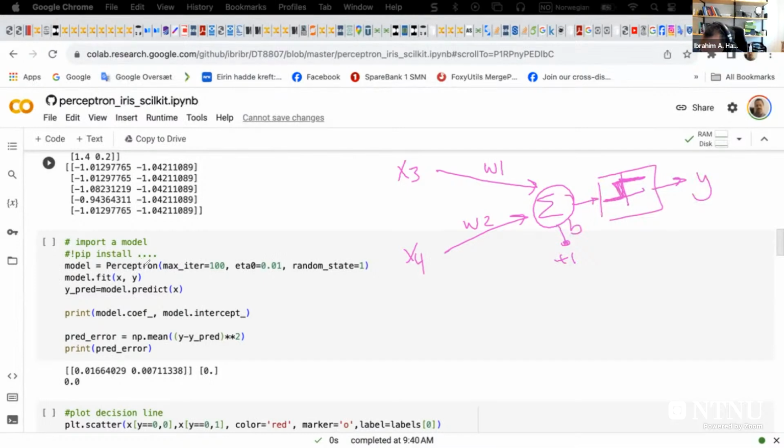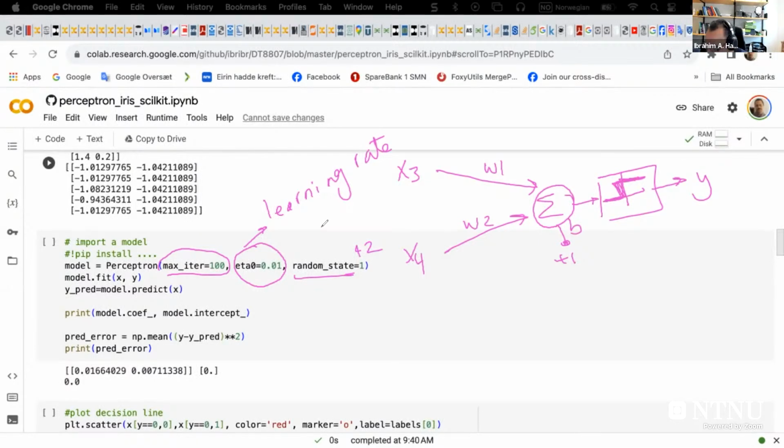So model equals perceptron. We need to define here the number of iterations. So we will train this model 400 times, 400 iterations. And we have here something called eta. This eta is the initial learning rate. And random state here, 0 or 1 or 42, for example. It's just a way to be able to reproduce the same results.